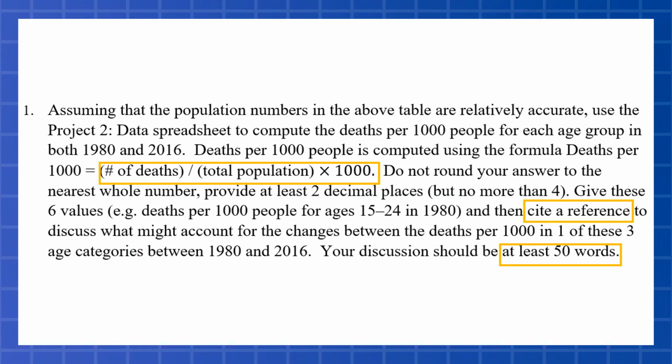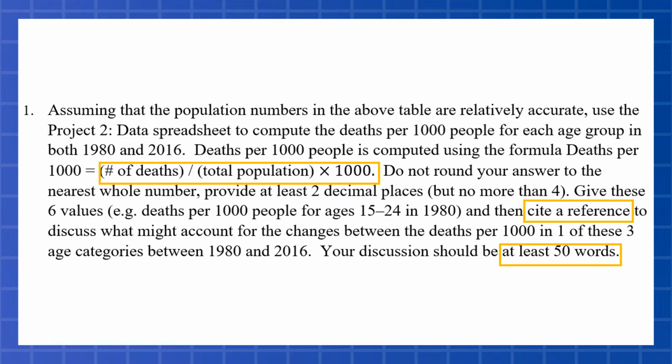As we go a little bit deeper, we're going to use in each one of these problems, each part, this formula right here, the number of deaths per 1,000 people. Okay, and that formula is just simply the number of deaths divided by the population in that group multiplied by 1,000. You don't need to round your answer to the nearest whole number. Give me a couple decimal places, but you don't need to give more than 4.